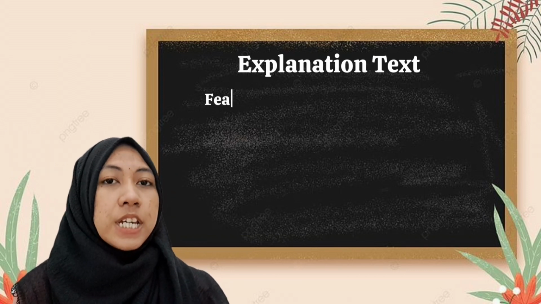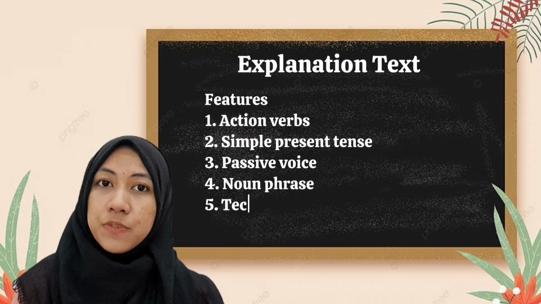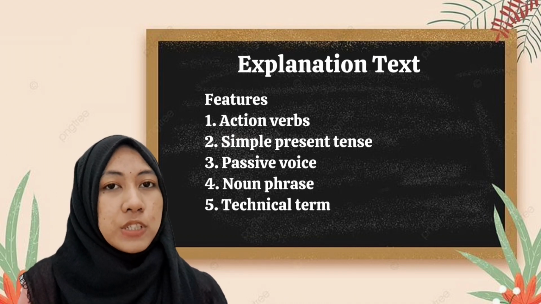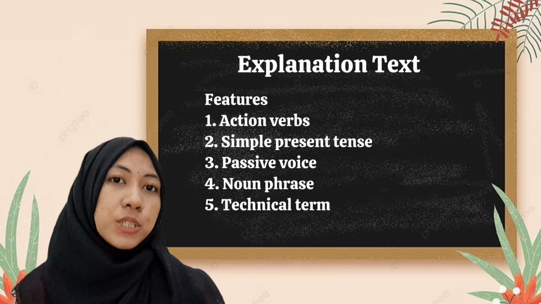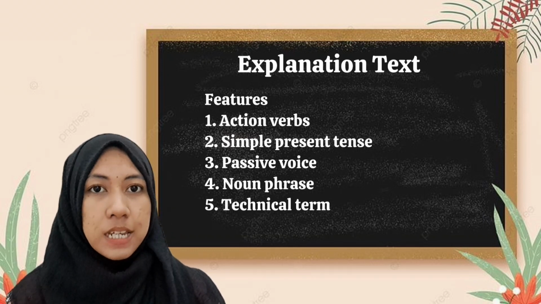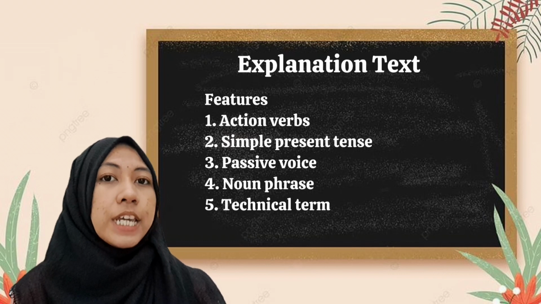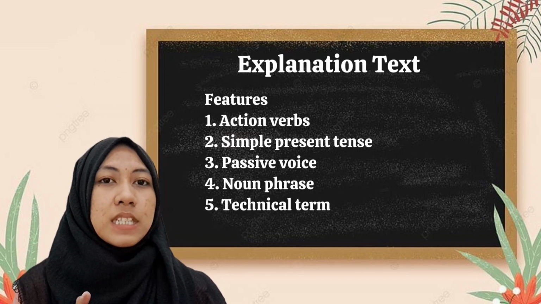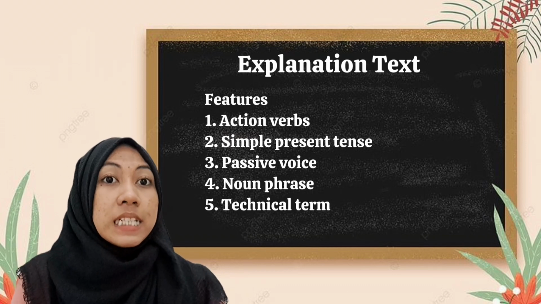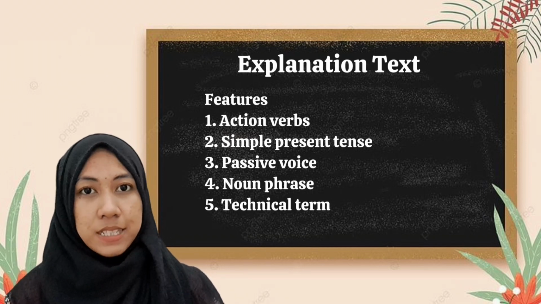The first is using action verbs. Action verbs are verbs that are used to describe the action that is taking place. For example, do, make, create, and so on. And the second, using simple present tense. This text uses the simple present tense because this text explains a fact.